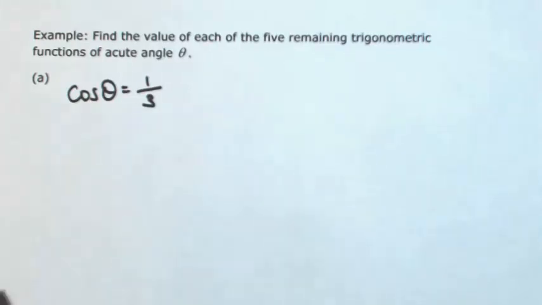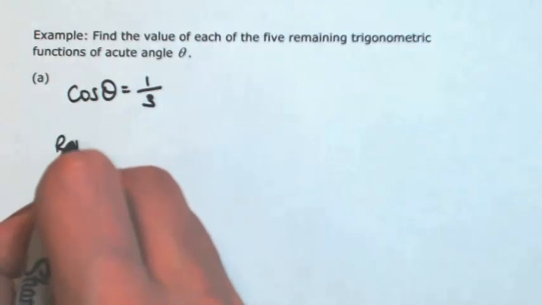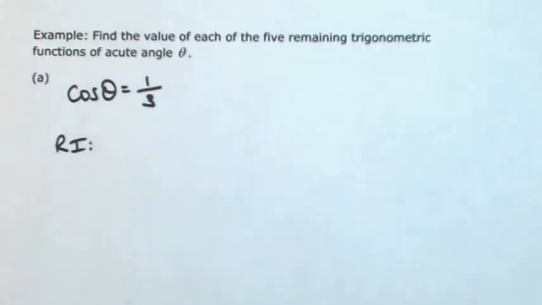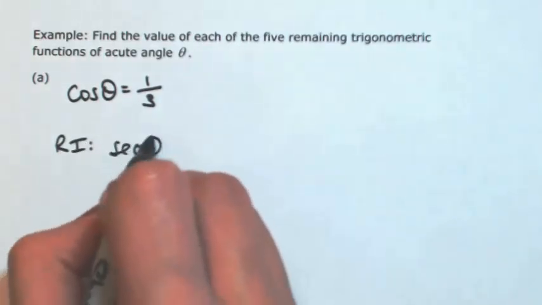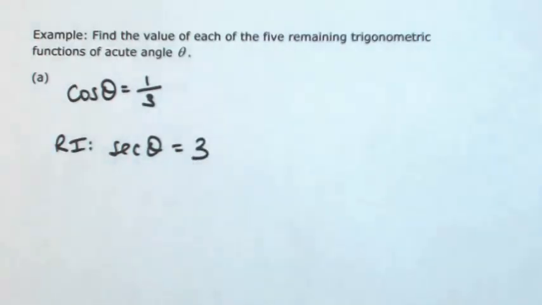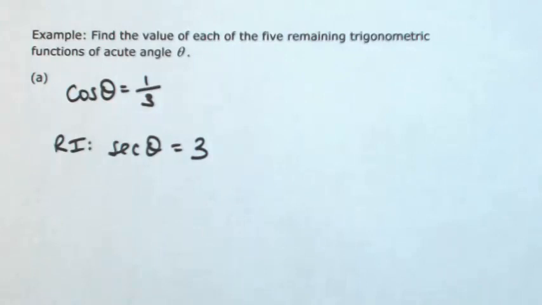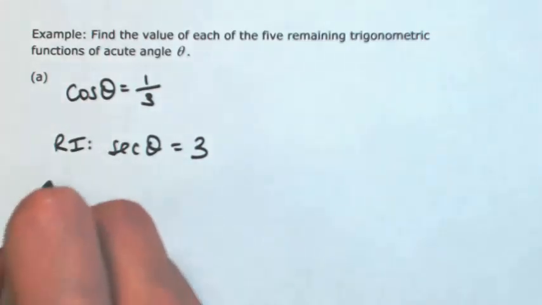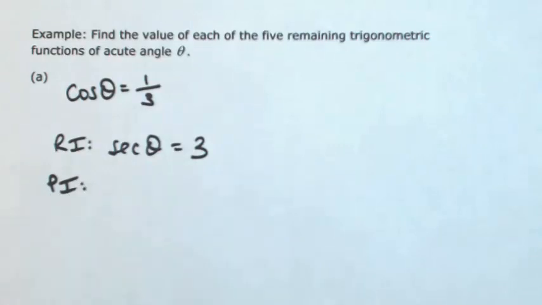So the first thing I'm going to do is use any identities I can to find the other 5. Since I know cosine, I immediately know its reciprocal. So using the reciprocal identity, secant of theta is going to be the reciprocal of cosine. So that's 3. Okay, there's no more reciprocals to find now. Maybe we can use quotient identities, but in order to find anything else, like the tangent of theta, I would have to know the sine of theta, and I don't know that. So let me go to the next set of identities, which we call the Pythagorean identities.